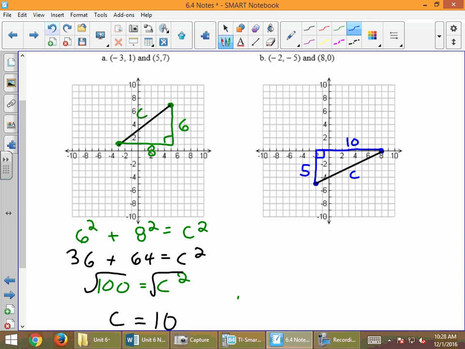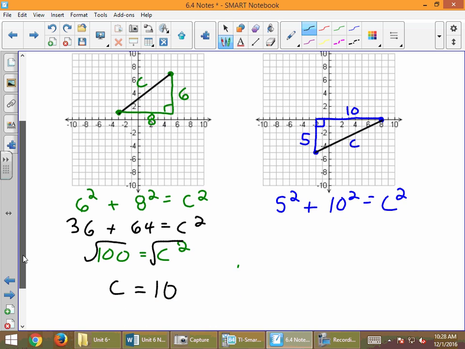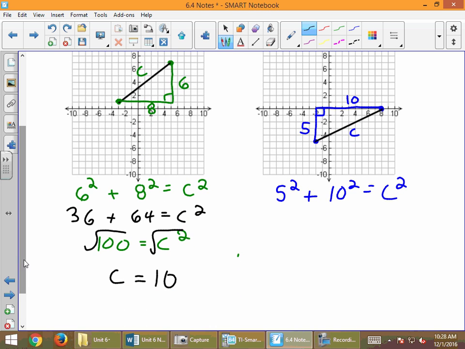Alrighty. Let's go ahead, plug it in. I know the legs are going to be the A and B value. So 5 squared plus 10 squared equals C squared. 5 squared is 25, plus 10 squared is 100, equals C squared. 25 and a hundo gives me 125.